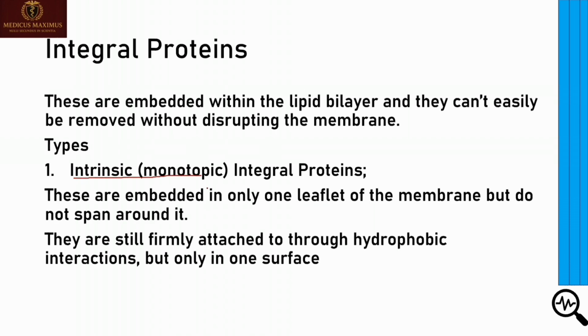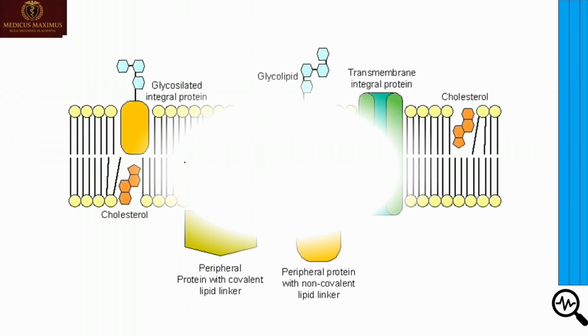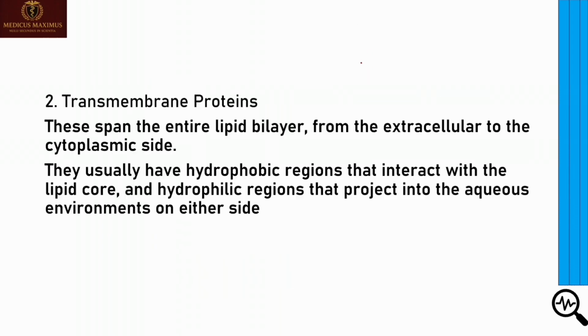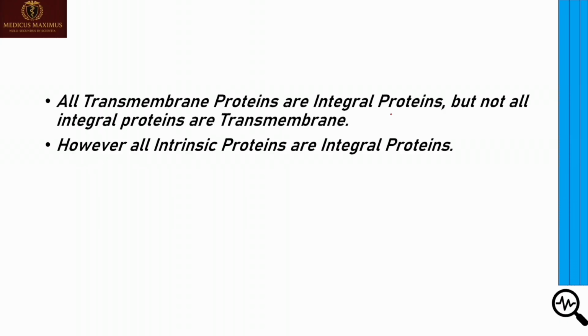Intrinsic monotopic proteins are embedded in only one side of the bilayer, attach firmly but do not span the entire membrane. As you can observe here, these integral proteins do not span the entire bilayer. Transmembrane proteins span across the whole bilayer, from extracellular to cytoplasmic side. They have hydrophobic regions that interact with lipid tails and hydrophilic regions exposed to the watery environments on both sides. Important note, all transmembrane proteins are integral, but not all integral proteins are transmembrane. However, all intrinsic are integral proteins.